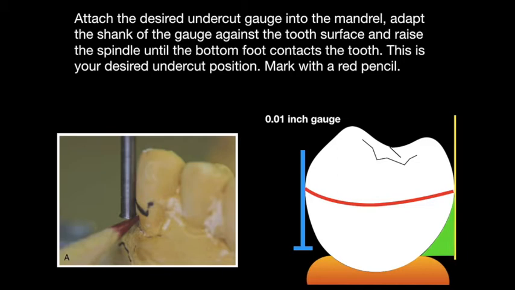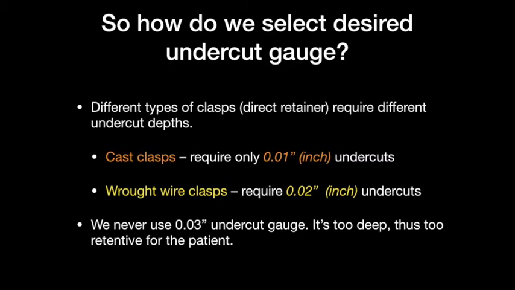So remember, you use the undercut gauge according to the clasp design. The 0.01 inch undercut gauge is for the cast clasp. So if you touch the shank and move it up, when the bottom just touches the tooth, that point is the 0.01 inch undercut at your desired position. So you have to mark it with a red pencil. And we will practice this when we are in the sim lab. Just to remind you again, the desired undercut for the cast clasp is 0.01 inch. The wrought wire clasp is 0.02 inch.